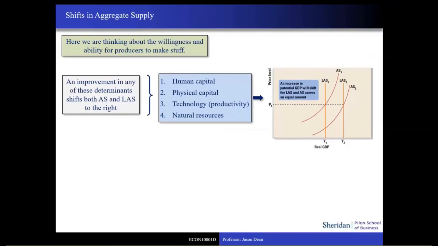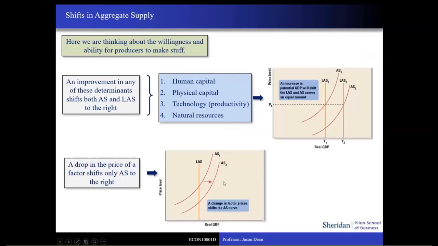There's going to be just a larger economy. So anyways, when any of these things change, both the curves change. If any input prices change, then only the aggregate supply curve changes. So if wages change for some reason, that doesn't affect any of these things. So why would we shift the long run aggregate supply curve? We would only shift the short run aggregate supply curve.